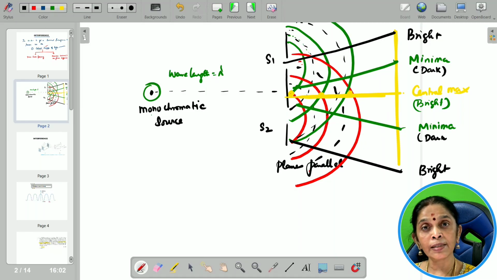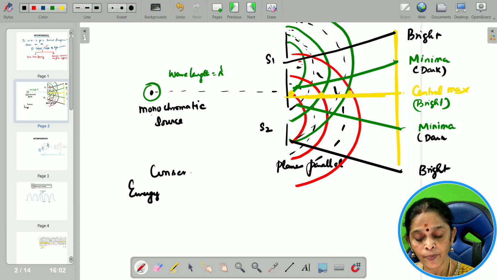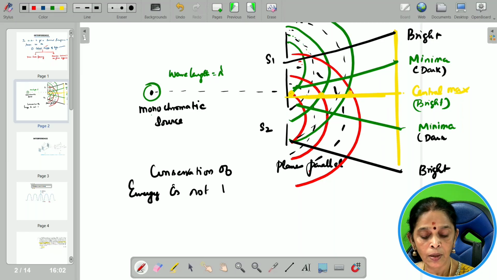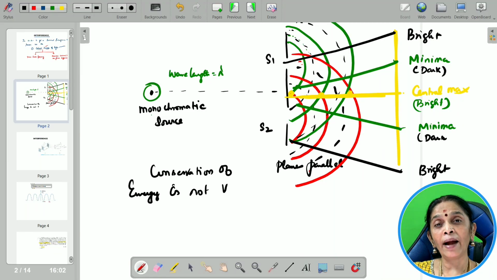In this interference, it is very interesting to note that the law of conservation of energy is not violated. The energy which is lost in the dark band is compensated by the energy gained by the bright band.